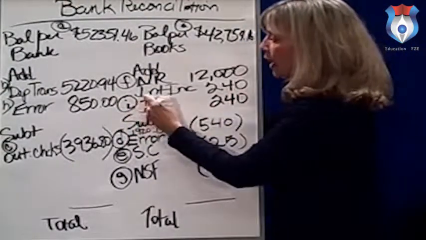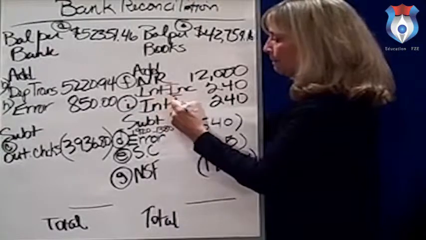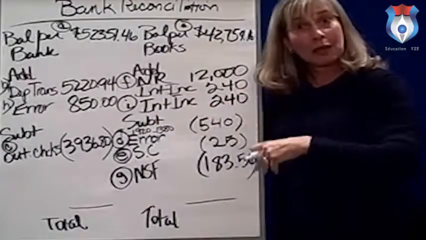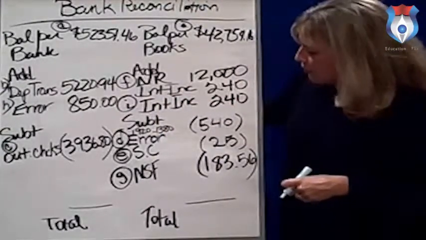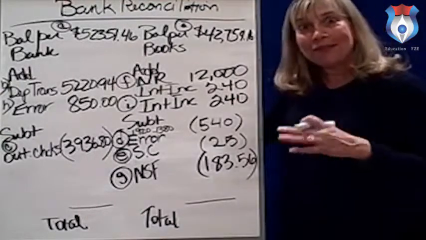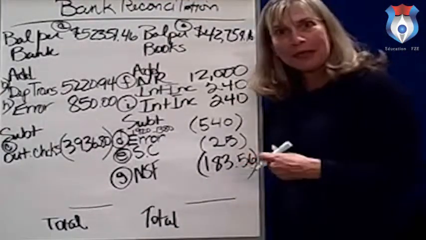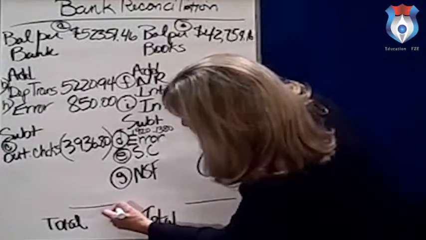In I, it says that we earned interest on our account of $240. So I'm going to add that interest income in because I earned it, because I kept my money in the bank. And those are all the items. Now let's see if when we total it up, if it equals. And I think it will.